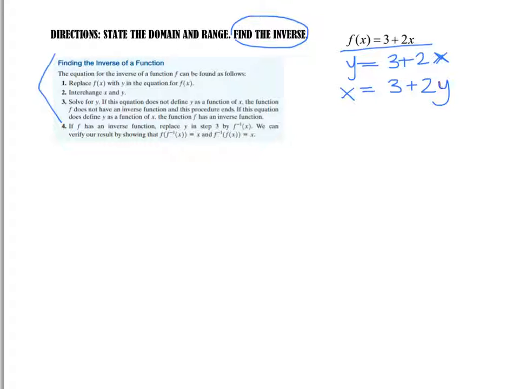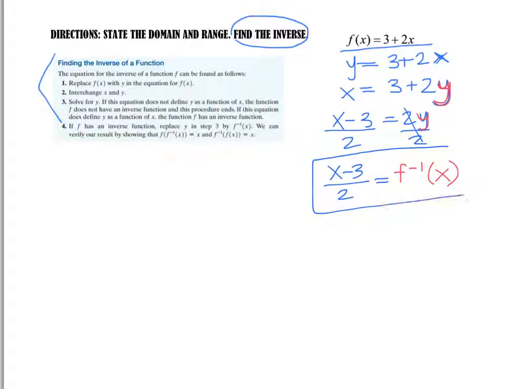And now what we do is resolve for the new y. So I'm going to get that y that I just made pink by itself. To do that, I would do x minus 3 equals 2y, and then divide by 2. So we get x minus 3 over 2 for the inverse. I'm going to rewrite that y in function notation. This notation here means the inverse. This means f inverse of x in function notation.